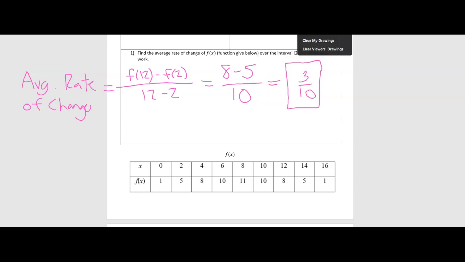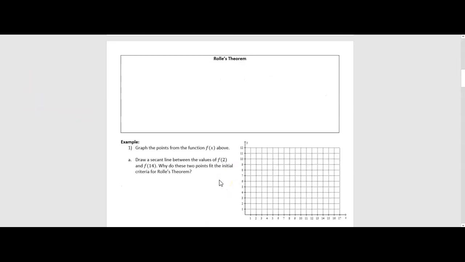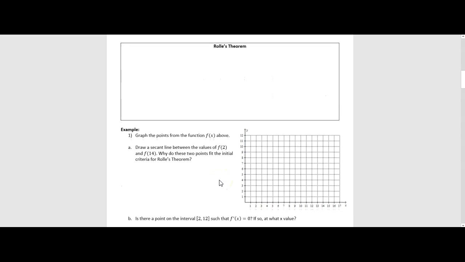Okay, let's keep moving on. There is a reason why we're reviewing average rate of change. We're going to be using it later for one of the theorems. But the first theorem we're going to talk about is Rolle's theorem. So I'm going to put the theorem up here all at once, and then we're going to discuss it.